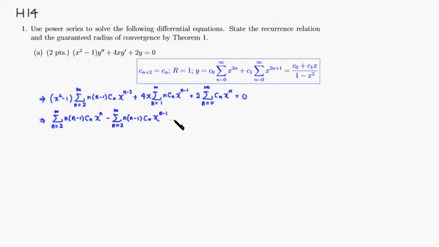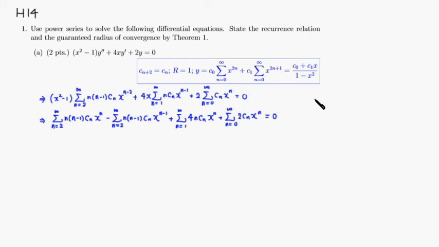We're going to put the 4x inside, so you have plus summation n goes from 1 to infinity of 4n c_n x to the n, because you have x here, so that makes it x to the n, and plus summation n goes from 0 to infinity of 2 c_n x to the n, is equal to 0.